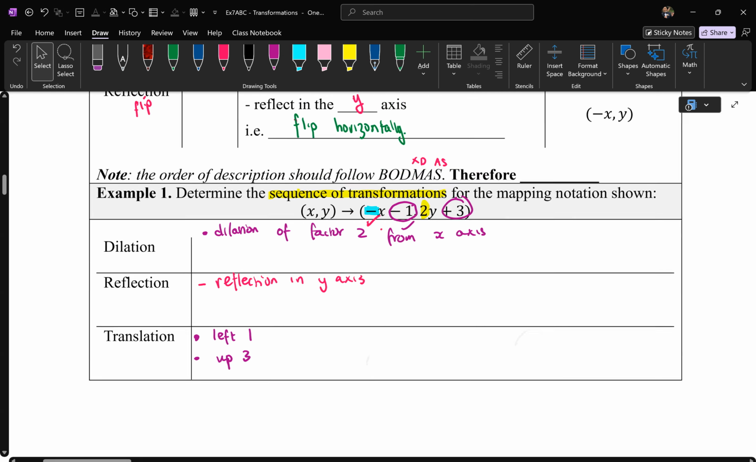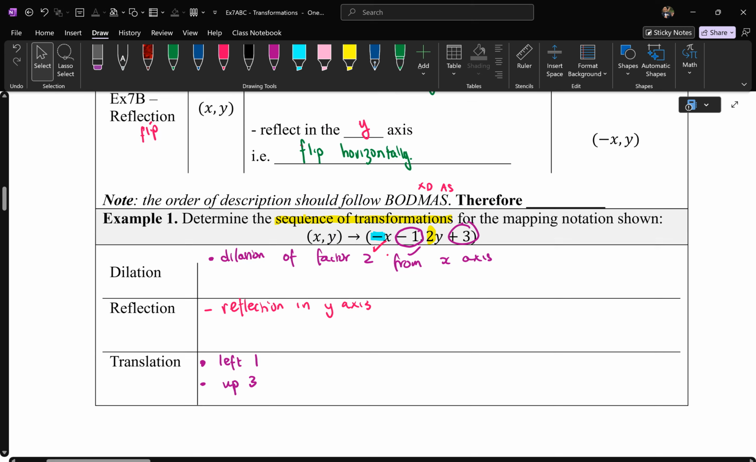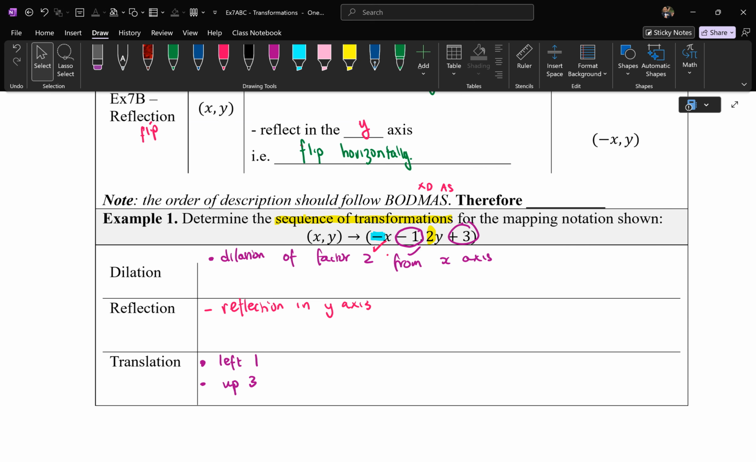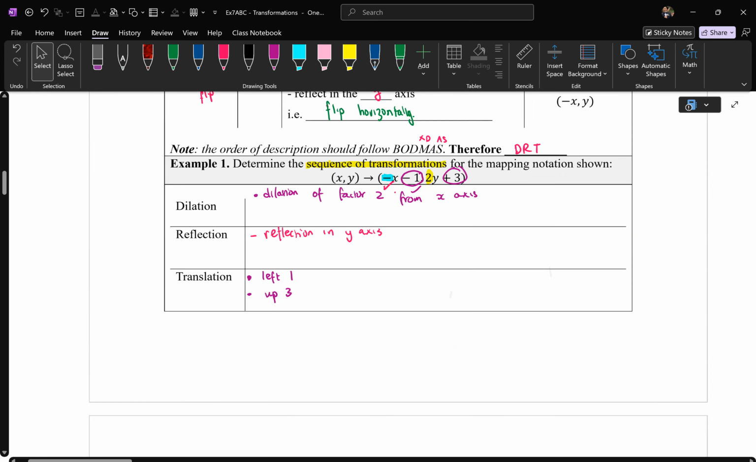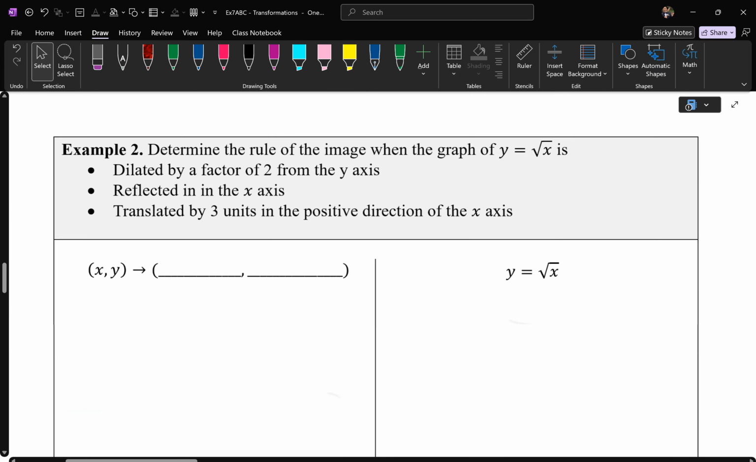Copy that down. And then once you're ready, flip over the page because we're going to do a couple more examples and try to get you a bit more used to the language. Okay, I want you to use the language correctly. If you're wondering what that therefore is, it's DRT, just for dilation, reflection, translation, if you're curious. All right, here we go. Let's flip over to the next page. Let's look at this one now.